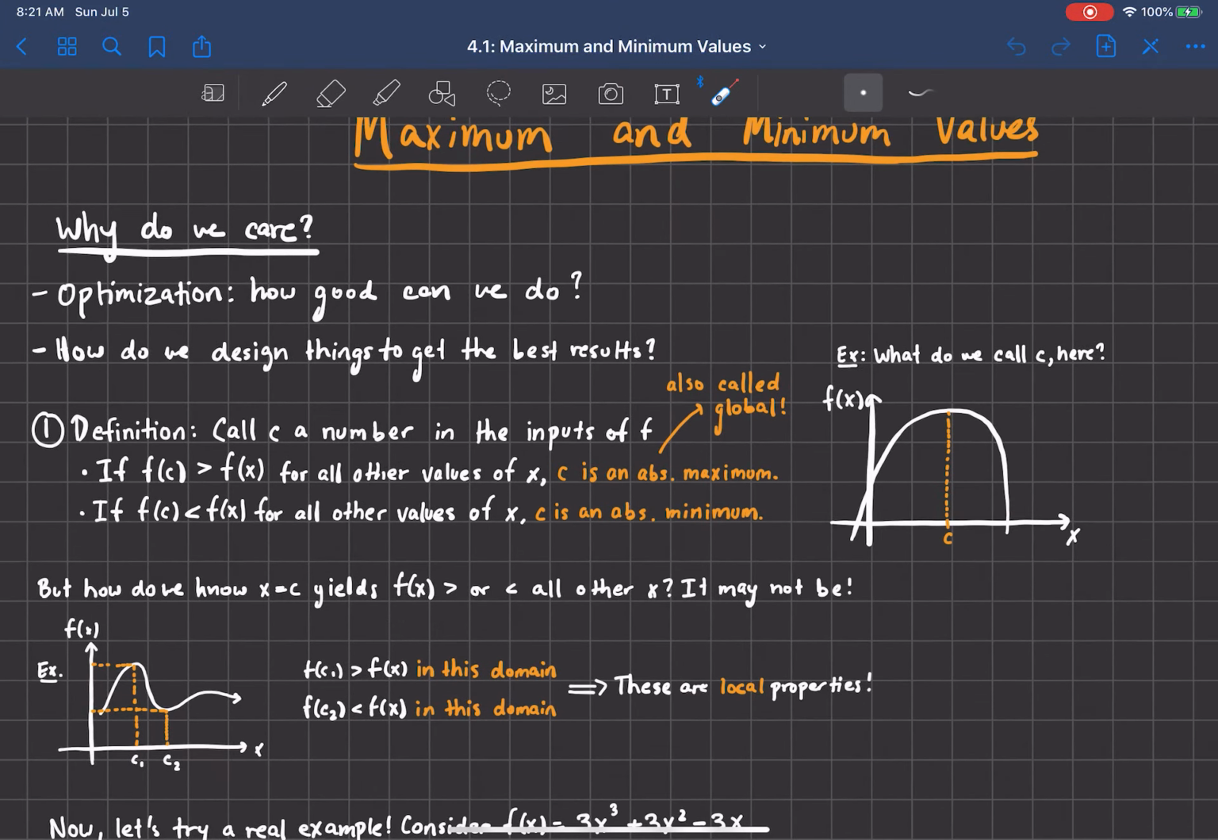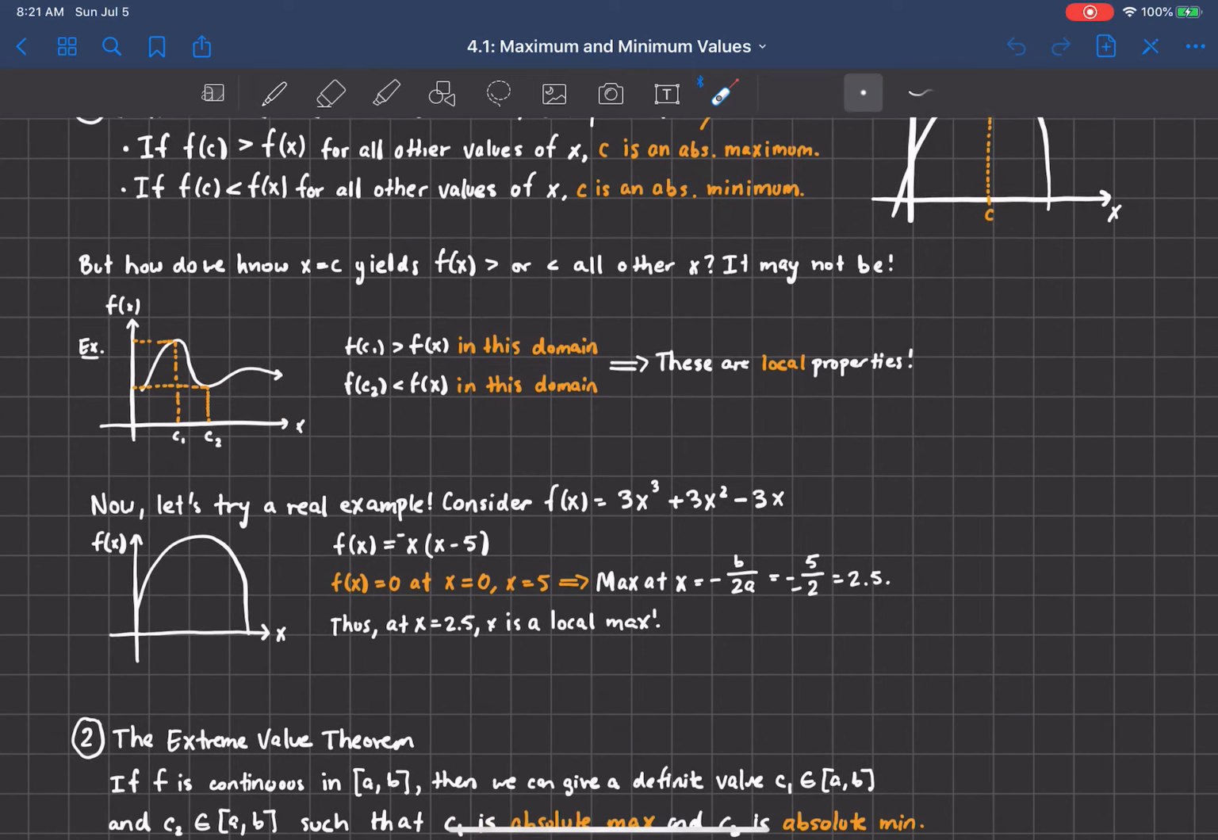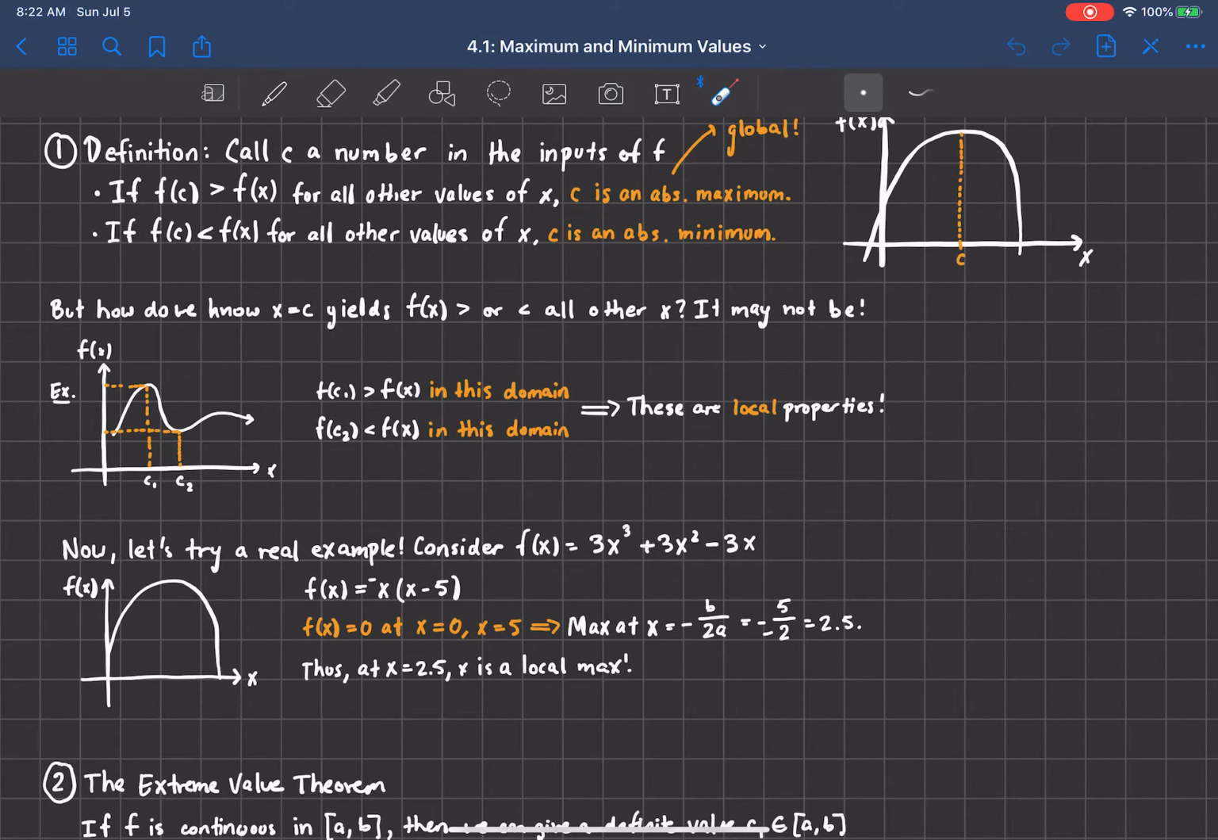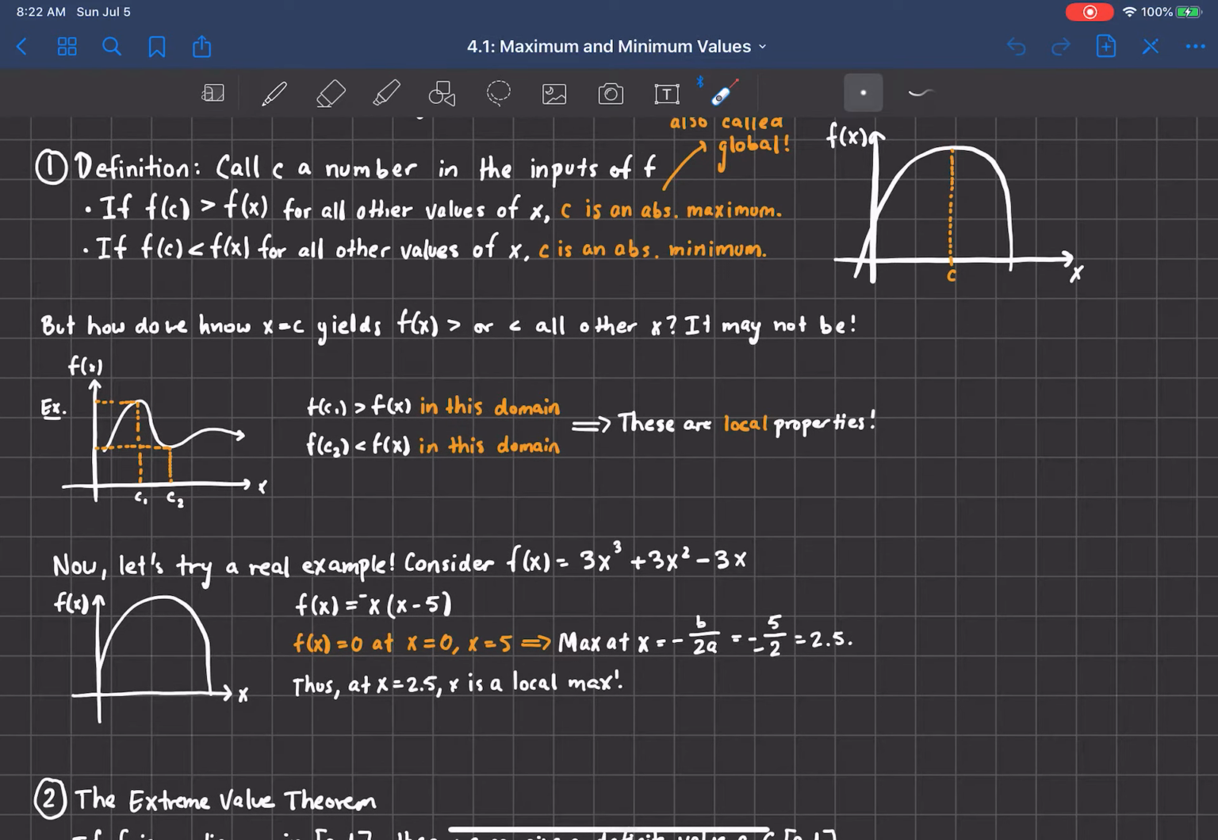The point of this whole thing is really to understand, how do we obtain these maximum values, and what are the techniques for doing so? So let's keep going with this. How do we know that x equals c yields an f of x that's greater or less than all other x? It may not be, right? In this scenario, it was pretty clear. It was obvious that right here, it's the biggest. Everywhere else is just smaller than that.